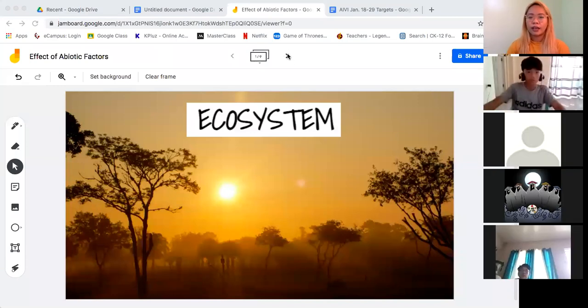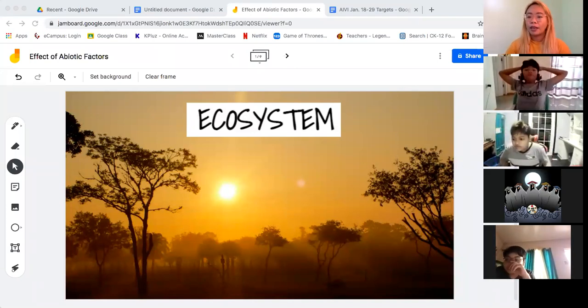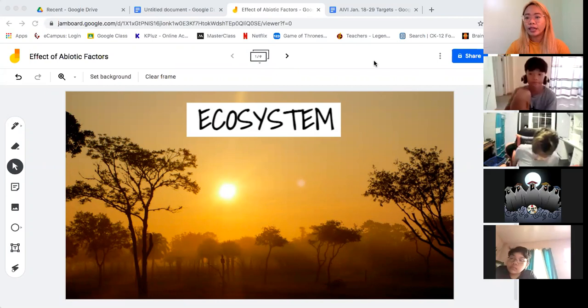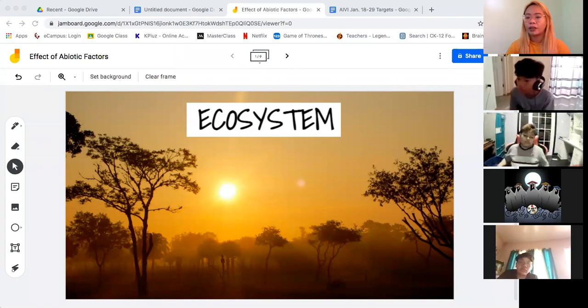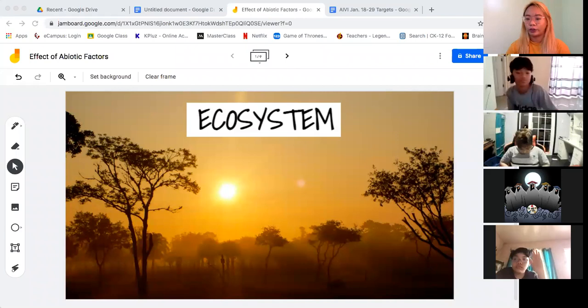Okay, so last week we learned about the ecosystem. What is an ecosystem? We said the ecosystem is actually the interaction or the relationship between biotic factors and abiotic factors. Before we continue with the next slide, can we review what is biotic factor and what is abiotic factor? Can anybody from the class give a simple description of these two factors?